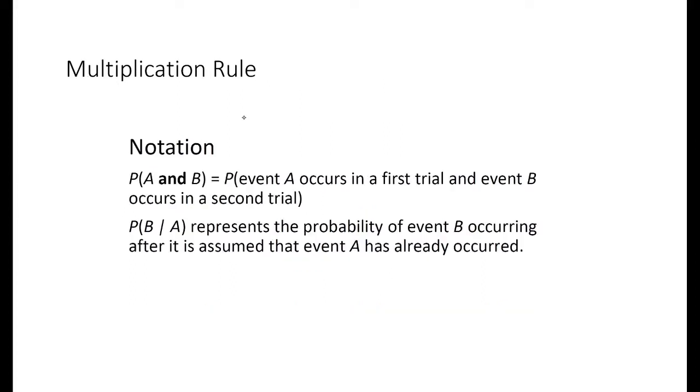For another rule, the multiplication rule, this is the notation we use: probability of A and B. The probability that event A occurs in the first trial and event B occurs in the second trial can be calculated by using this formula. And there is another notation: probability of B given A, where the slash means given that A has already happened. So the probability of B given A represents the probability of event B occurring after it is assumed that event A has already occurred. Whenever you see B given A, you want to find the probability of B by assuming that A has happened already.